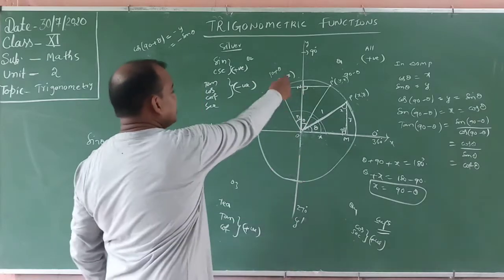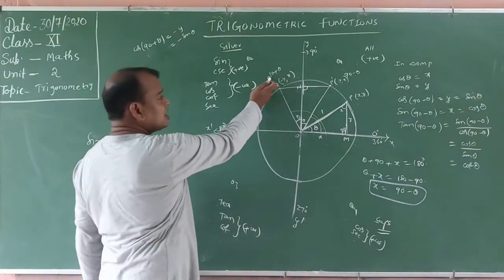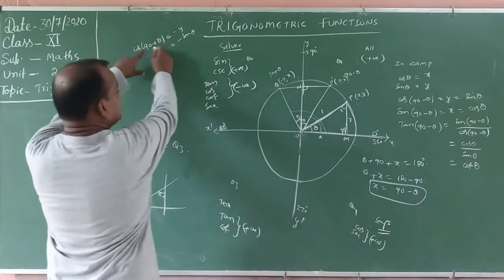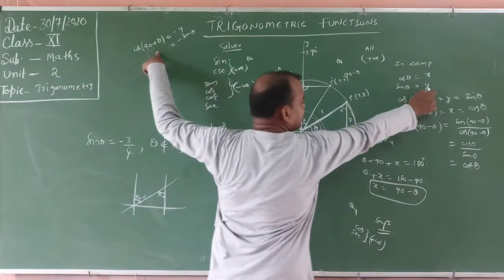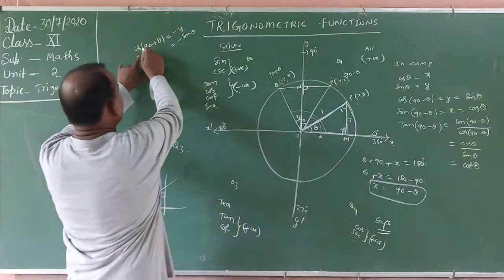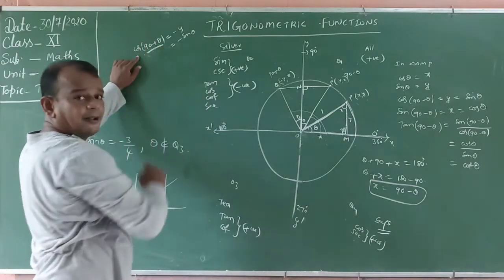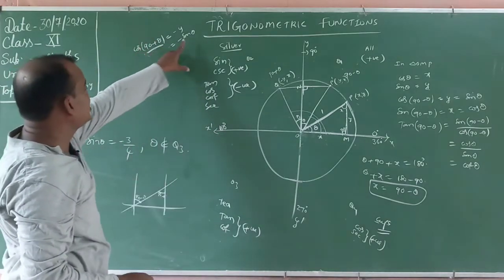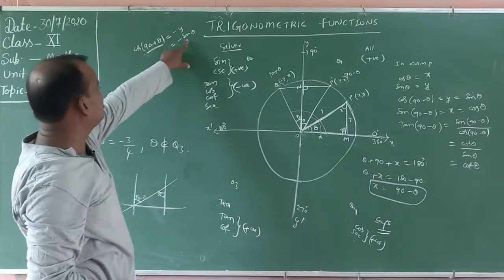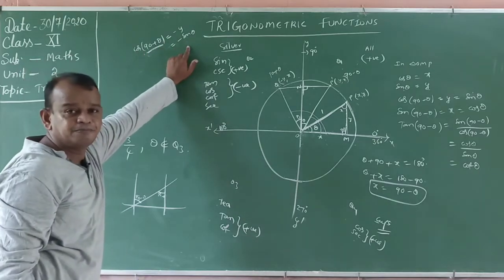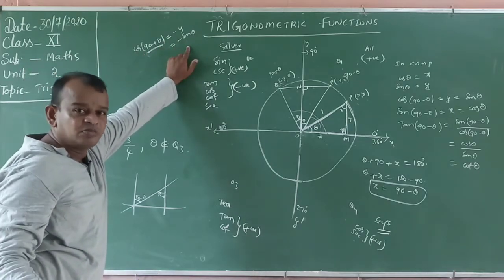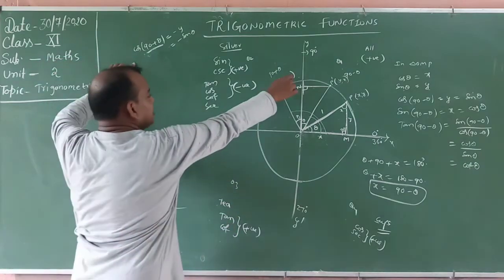Observe that, what does the minus y value mean? The angle is 90 plus theta, apply cos: cos of 90 plus theta is equal to minus y. What is the value of y? y is equal to sin theta. 90 plus theta is in the second coordinate, and in the second coordinate cos should be negative. So cos of 90 plus theta is equal to minus sin theta. Say yes or no?